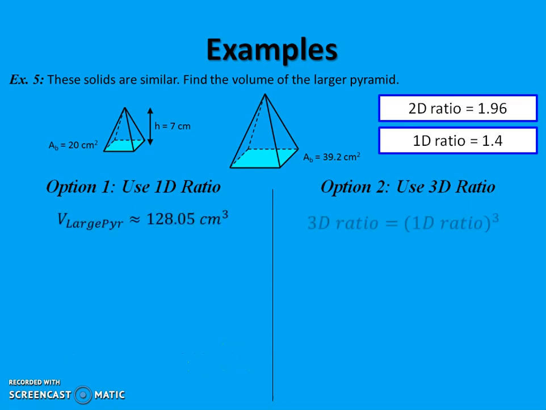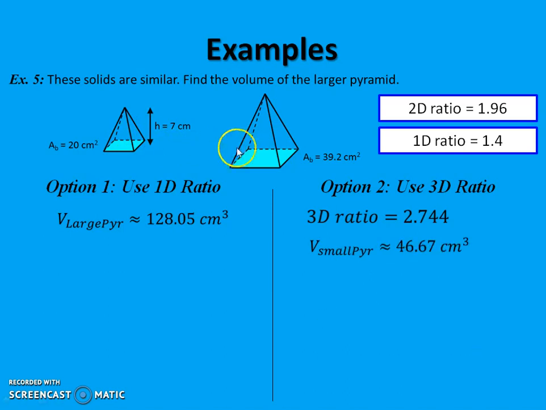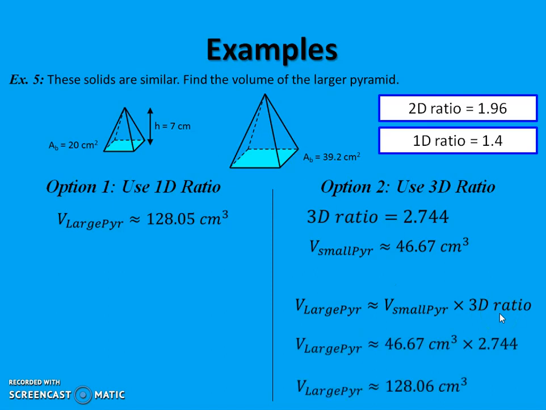And if I had done it the other way, I would have to find the 3D ratio, which I know is going to be 1.4 cubed. Then I would find the volume of the smaller pyramid, 20 times 7, area of base times height, then divided by 3. And then I know that this volume has to be the 3D ratio times larger than the smaller volume. So we take the smaller volume, multiply it by the 3D ratio, and it means that the larger volume works out to be about 128.06. They're only off by a little bit because of rounding. And that's how you solve for missing values.